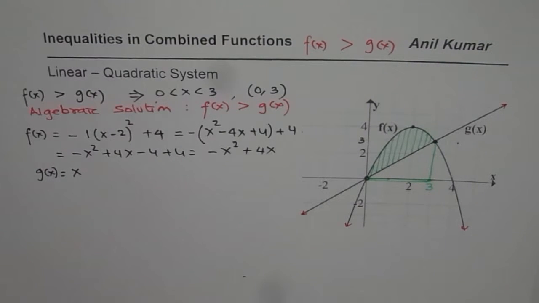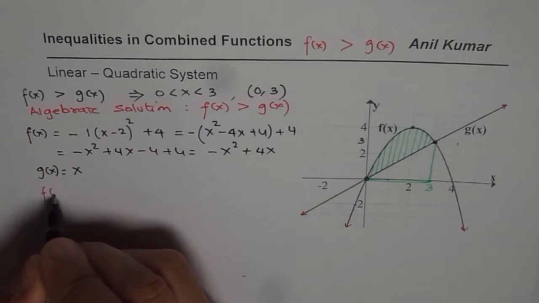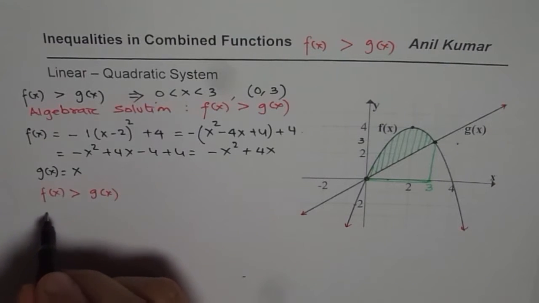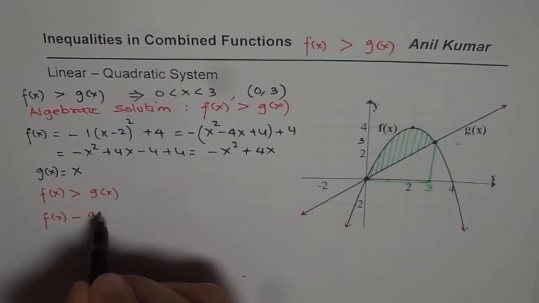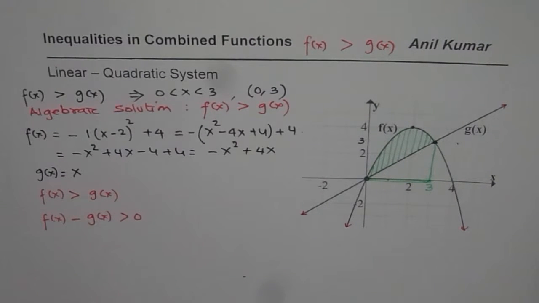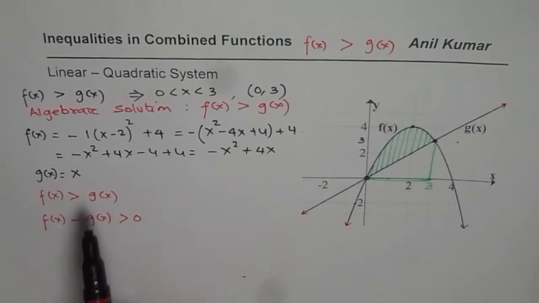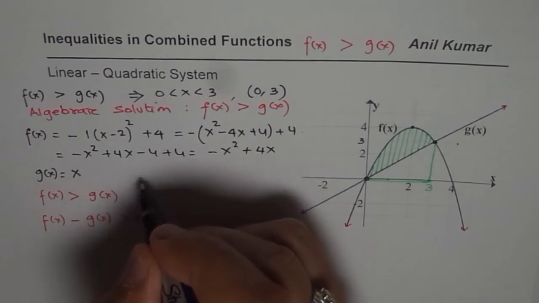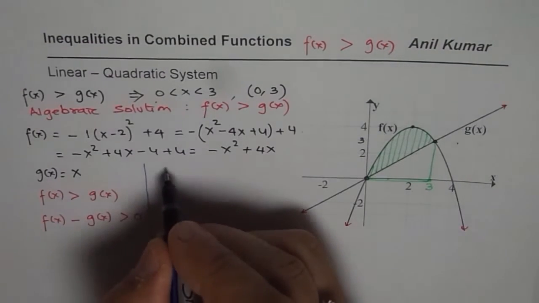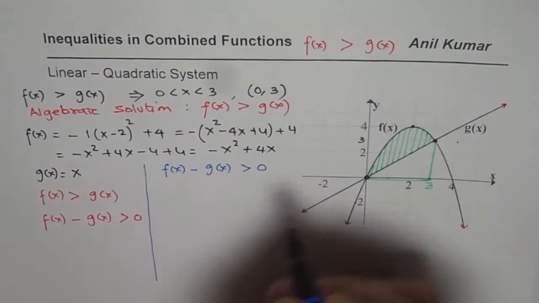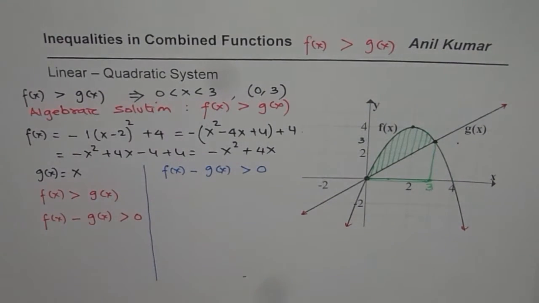Now if I have to solve for f of x greater than g of x, I can also solve for f of x minus g of x greater than 0, right? Both are the same thing. So that becomes simpler. We'll bring everything to one side and then solve, okay? So we'll actually solve this time for f of x minus g of x greater than 0. As you can see, it means the same thing, right?